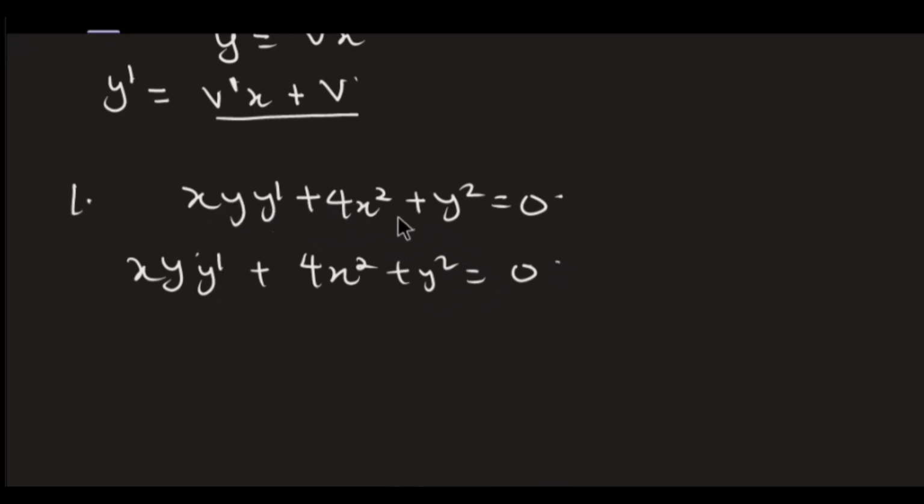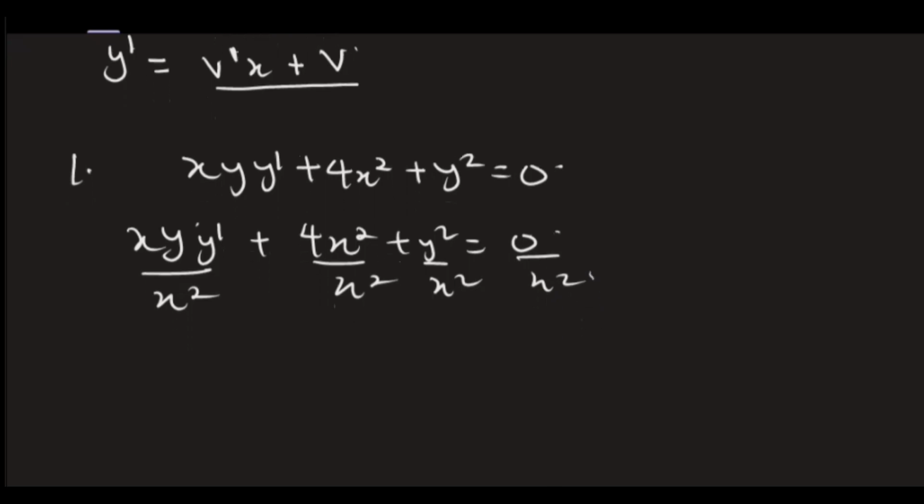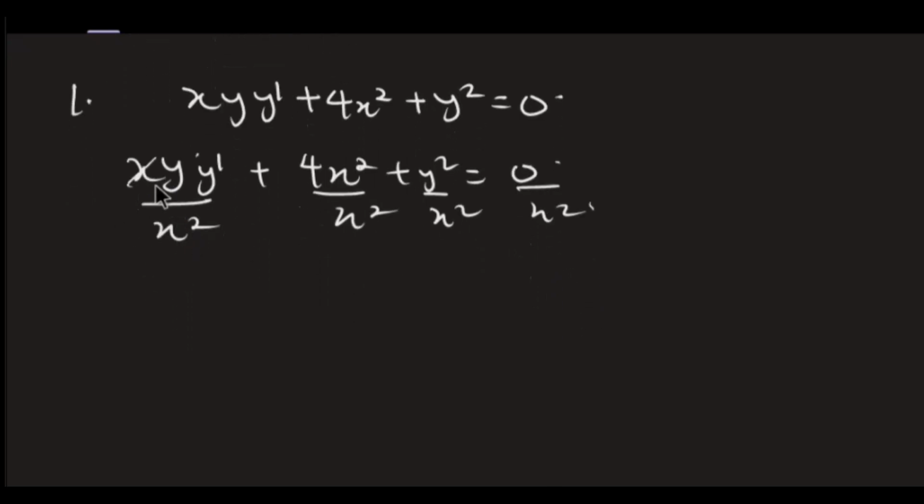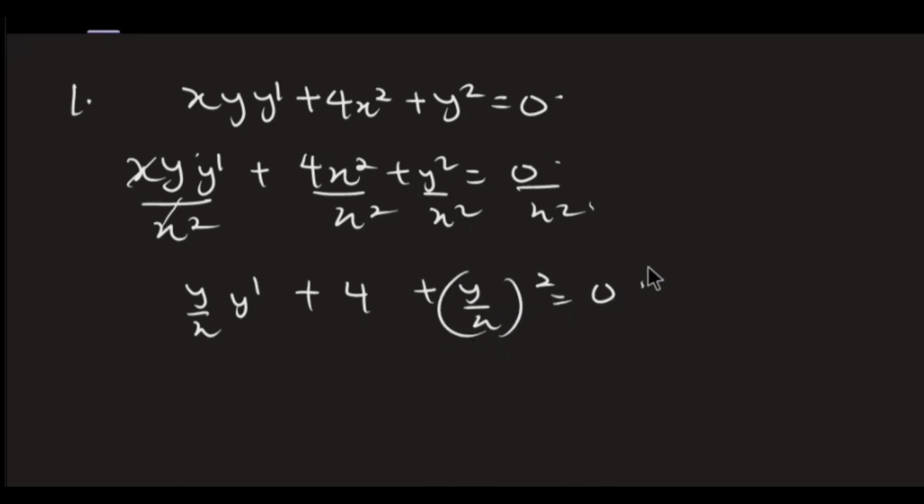Now let's see something. This one will not be linear because of this y squared here. We also have y multiplying this. Hence, we are not using Bernoulli's. That is where you ask yourself, can I make any substitution? If yes, how do I do it? I have this x squared here, so I will divide through by x squared. This will cancel one of the x, so I'll be left with y over x y prime plus 4 plus y over x all squared is equal to 0.